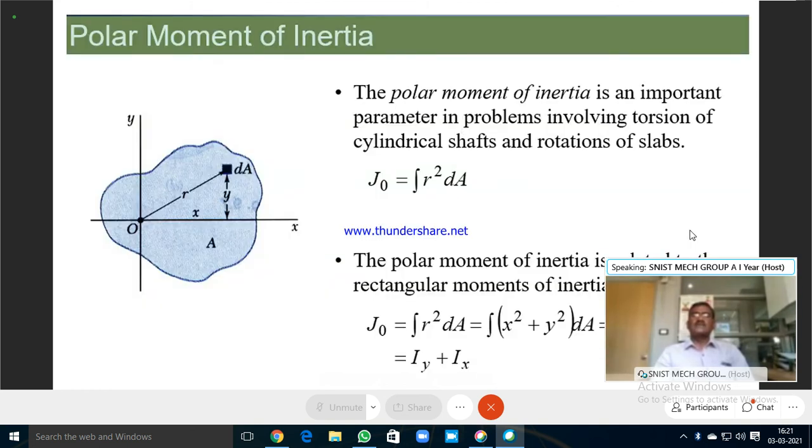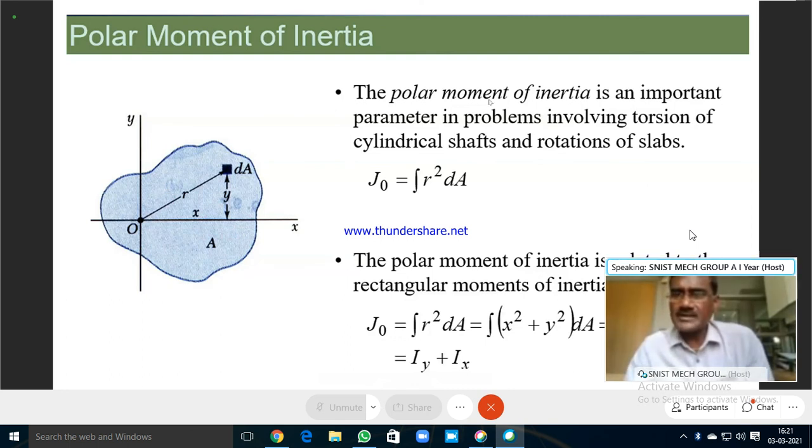Yes, this is the polar moment of inertia, nothing but your perpendicular axis theorem. You can write down polar moment of inertia as well as perpendicular axis theorem. Your z axis is perpendicular to the area, no? You see this. So from this particular slide, again note down the diagram.